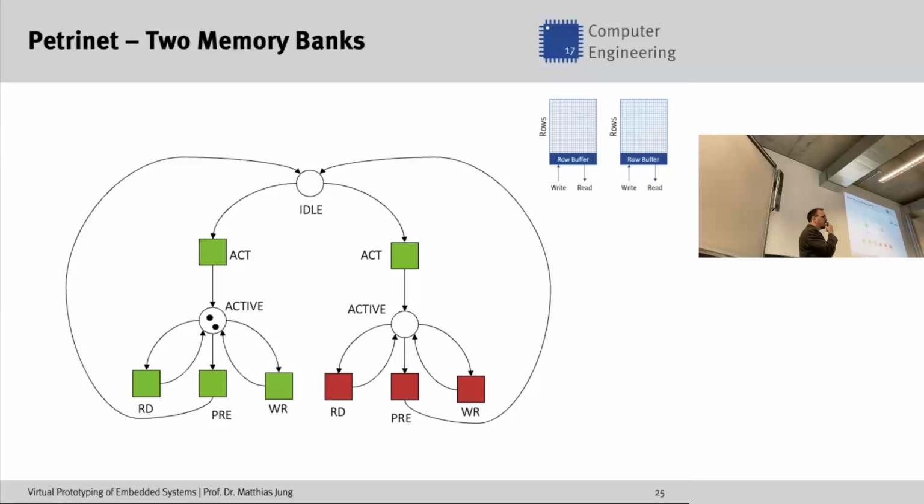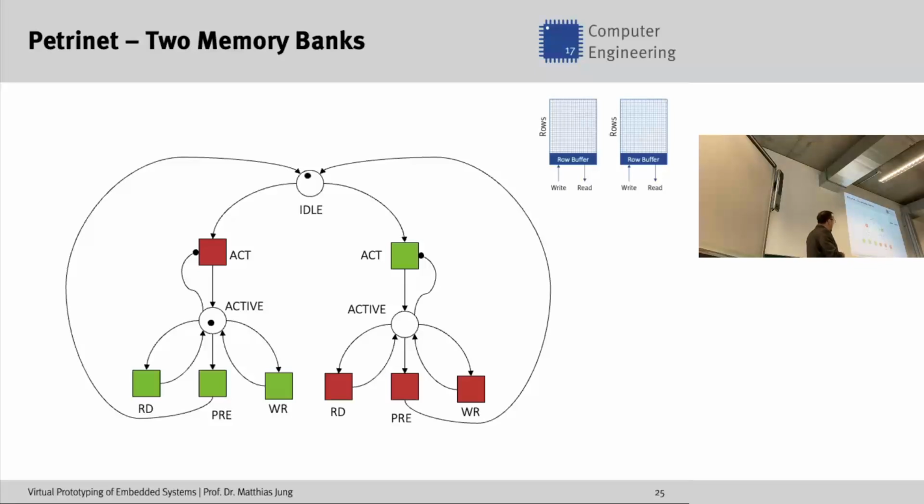Yes? Exactly. So from where to where? From active to act. Yeah. So from active to act, we put the inhibitor arc. So let's go back. So we put there the inhibitor arc. And if we now activate the first bank, so the token travels to the active state, then it's now blocked and we cannot activate it again. Yeah? Very simple solution.